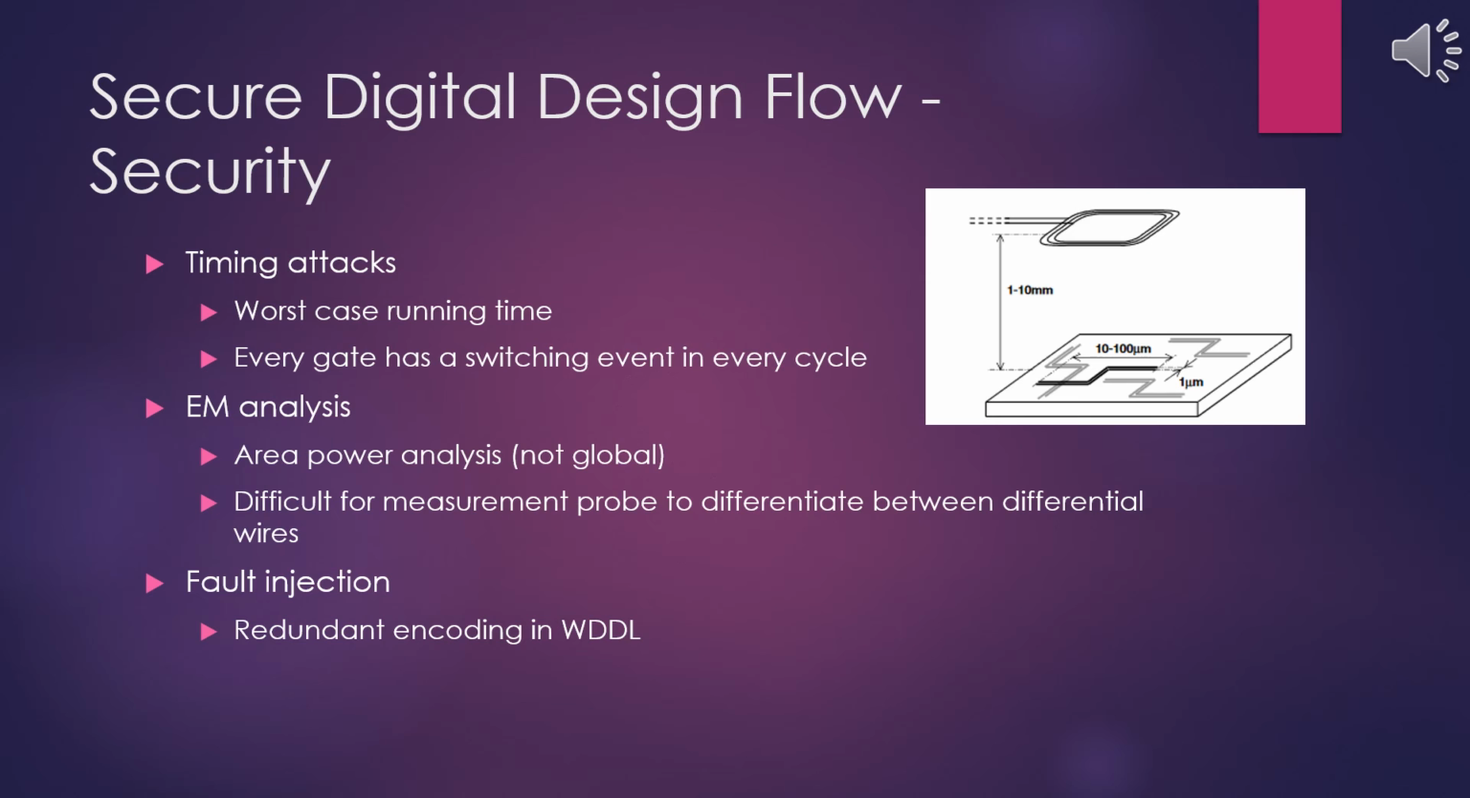Since the differential wires are placed very close together, it makes it nearly impossible to determine which signals are coming from which wire, meaning the data is not readable. The scale of distance between wires is on the order of 1 micrometer, while the lengths of those wires are on the order of 10 to 100 micrometers, and the measurement probe is placed on the order of 1 to 10 millimeters from the device.